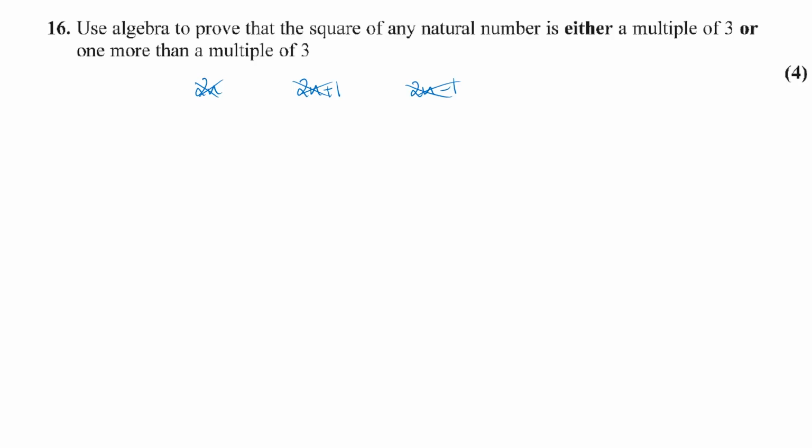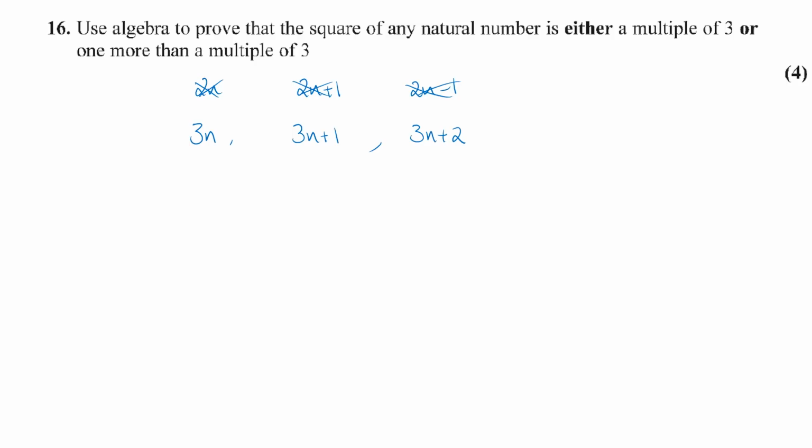So if we say that every number can be either 3n, or 3n plus 1, 1 more than a multiple of 3, or 3n plus 2. Now 3n plus 3 would get us back to a member of the 3 times table. So every natural number could either be written as one of these. That covers all the numbers that are natural numbers. Natural numbers just start at 1 and just do your counting numbers going up.